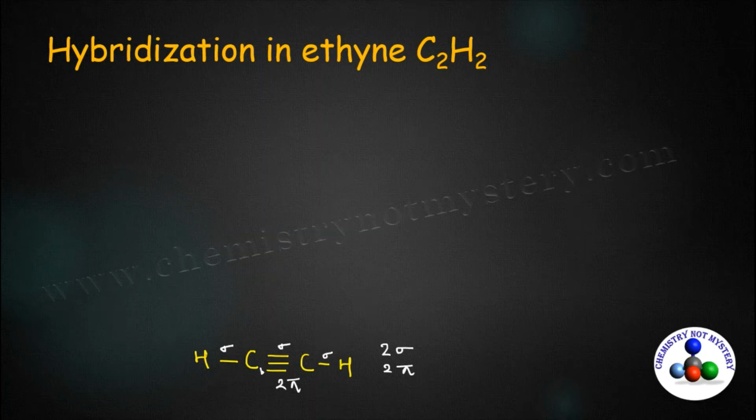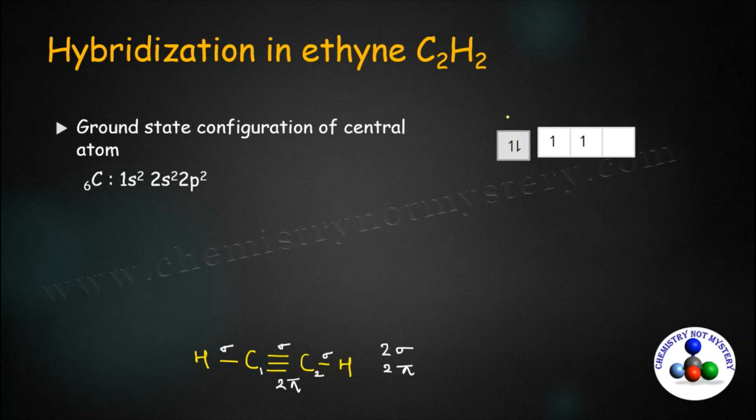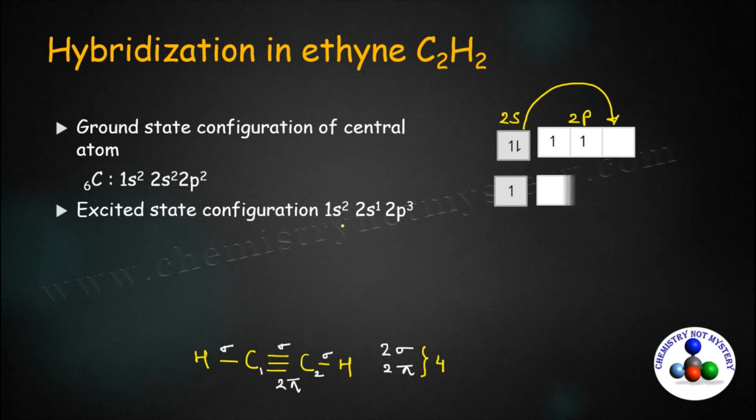And as there are 2 carbon centers, carbon 1 and carbon 2, we have to write the ground state configuration for carbon. And it will be 1s2, 2s2, 2p2. So here you will get 2 electrons in 2s and 2 electrons in 2p. But for the formation of 4 bonds, we will require 4 half-filled atomic orbitals. But here you will get only 2 half-filled atomic orbitals. To get 4, we need to promote one of the electrons from 2s to 2p. So you will get excited state configuration 1s2, 2s1, 2p3. So now we will have 4 half-filled atomic orbitals.